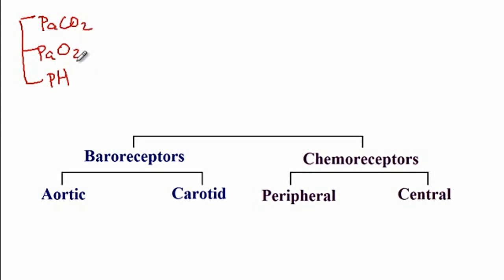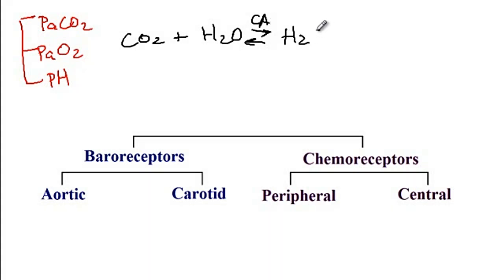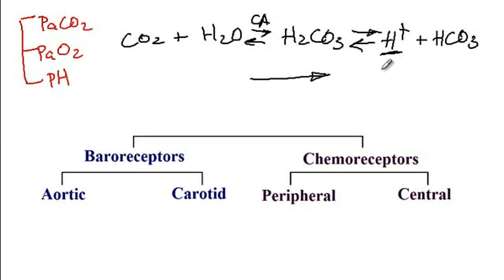Now you should note that the PaCO2 and pH are connected to each other. So as you affect one factor, the other one will also be affected. And the reason for that is that CO2 plus H2O via the carbonic anhydrase enzyme will give H2CO3. And then H2CO3 will dissociate into H+ and bicarbonate. So bicarbonate is a weak base while H+ is a strong acid. So as we go to the right side of the reaction, the environment will become more acidic. And so therefore the pH will decrease.